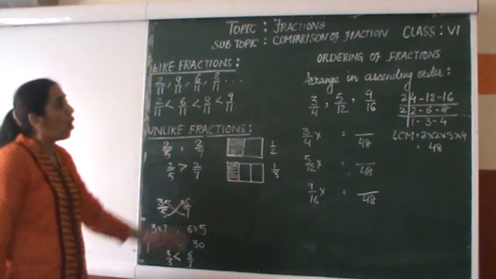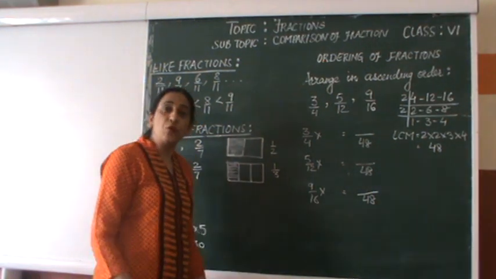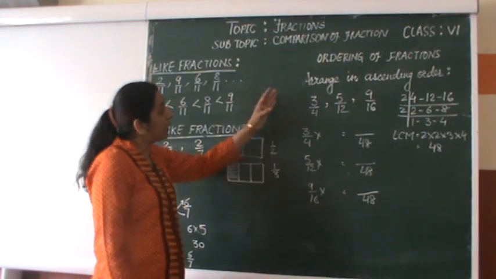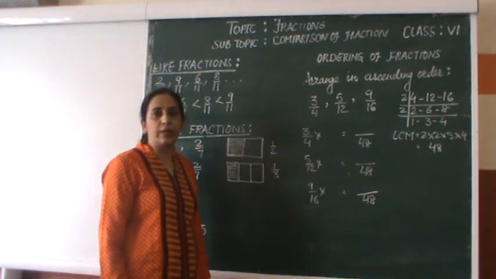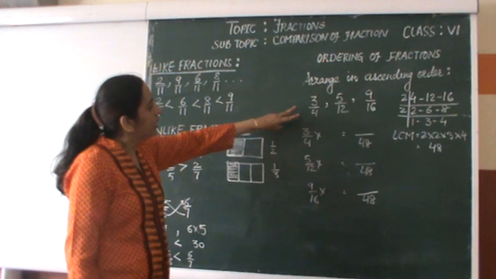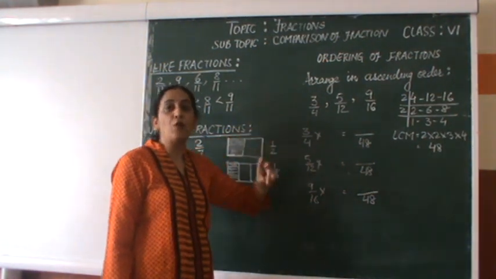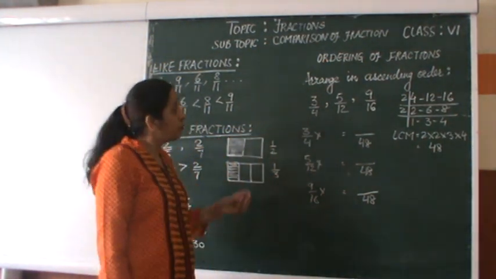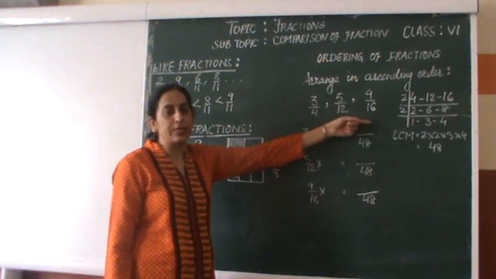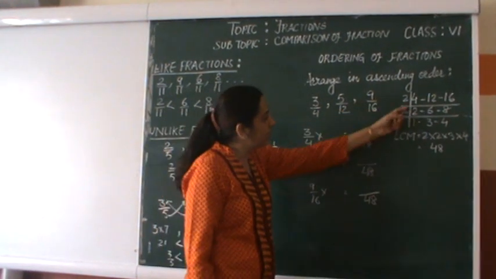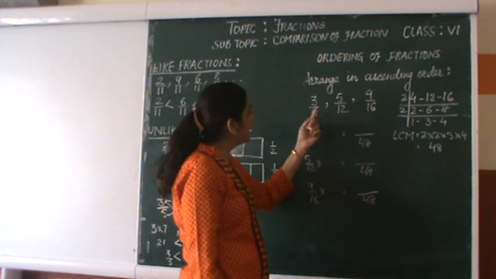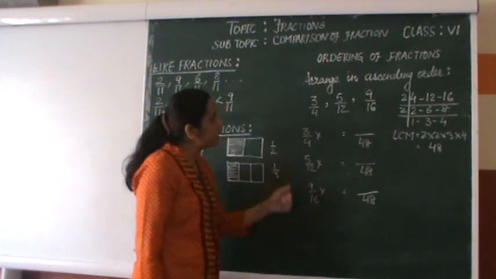Now I come to ordering of fractions. That means if you have more than one unlike fraction, how can you arrange them in any order? It can be ascending, it can be descending. So I have these 3 fractions and I want to arrange them in order. First of all, I will find the LCM of the denominators. Here I have calculated the LCM and my LCM is 48. Now what is the next step?